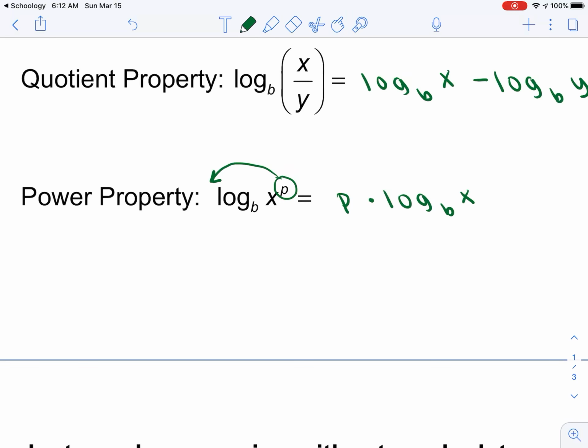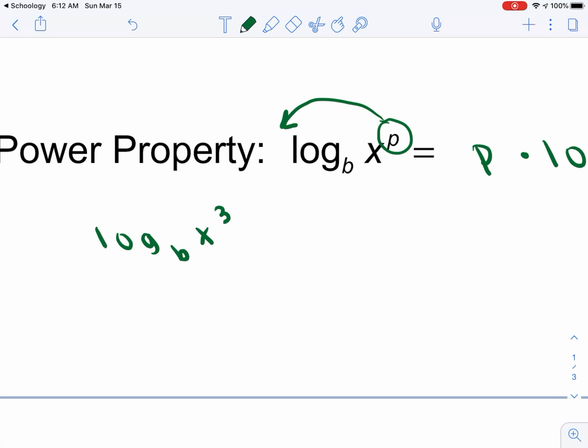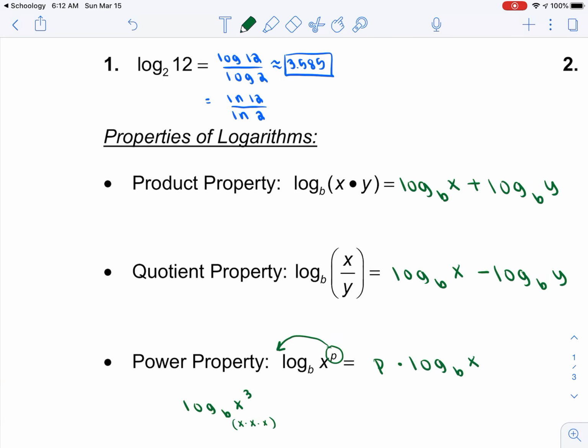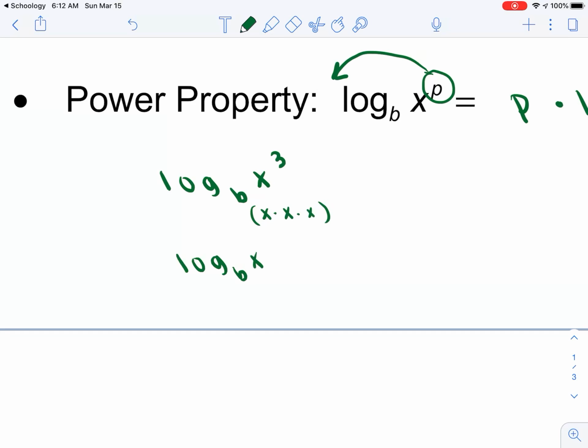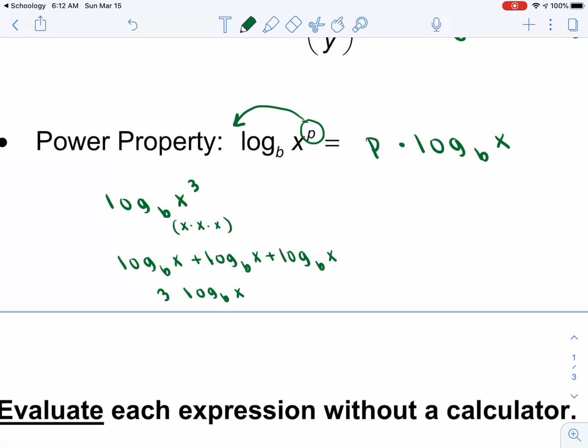Now, this one's really cool. I like this one a lot because when you think about this log base b, and let's just say it was x to the third power, think about how this is actually the same thing. X to the third is really the same thing as x times x times x. Now, if you go back to this product property, didn't we say that if there's a product, you can write it as the sum of the logs? So note that this would really be log base b x plus log base b x plus log base b x. And if you notice, there's three of them. 3 log base b x, which is exactly what this property says, is that if you move that power to the front, that's the equivalence.